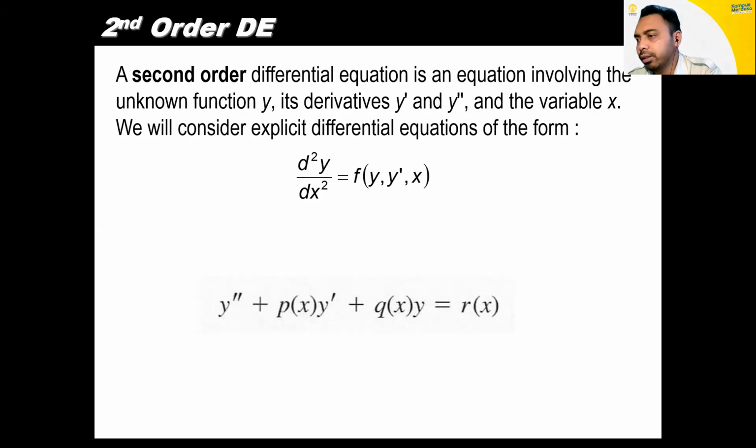So the second order, as the name implies, I think we did also for the homogeneous, so we won't go to that again. The homogeneous case is when you have the R(x) over here equal to 0, and that should not be a problem.